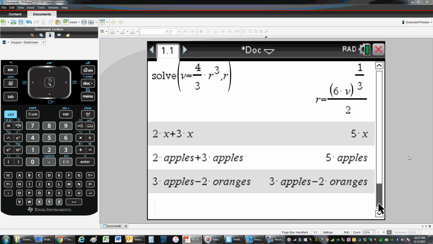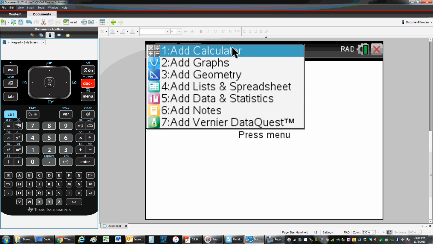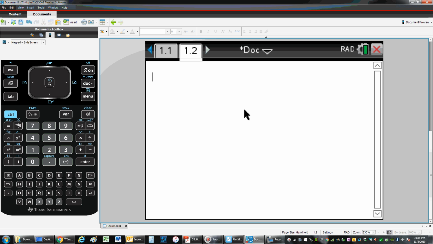Okay, I want to get a new page. I want to show you something else too. So another nice piece is sort of teaching the students a process, teaching them the concept, rather than just punching it out.